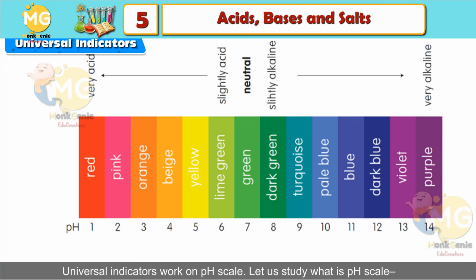Universal indicators. Universal indicators work on the pH scale. Let us study what the pH scale is. The pH scale is used to determine the strength of an acid or base. Its value varies from 1 to 14. The solution having a pH value equal to 7 is termed neutral. For example, the pH of water is 7, hence it is neutral. If the pH of a solution is between 7 to 14, it is a basic solution, while if the pH of the solution is between 1 to 7, it is an acidic solution.